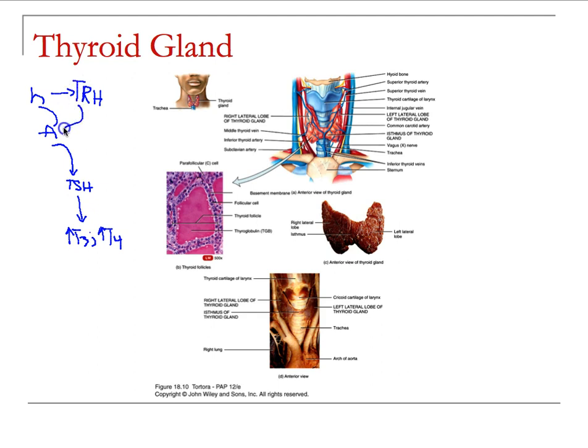Thyroid releasing hormone targets a population of cells inside the anterior pituitary gland. They are thyrotrophs. T-R-O-P-H-S. Okay. The thyrotrophs now release thyroid stimulating hormone. And this is a water-soluble hormone that's going to target these follicular cells. And that's actually how you make T3 and T4. You'll see how in a second. Okay? So that's the introduction. How does it actually all work?